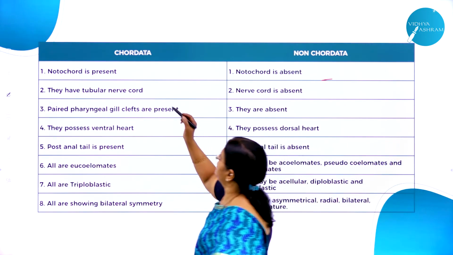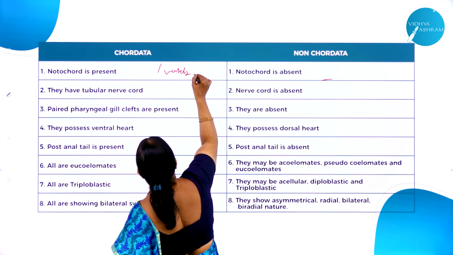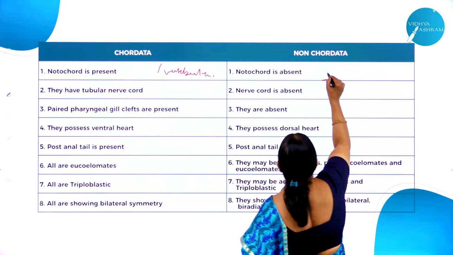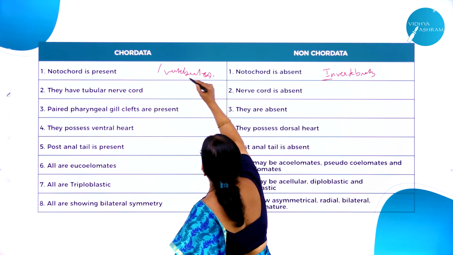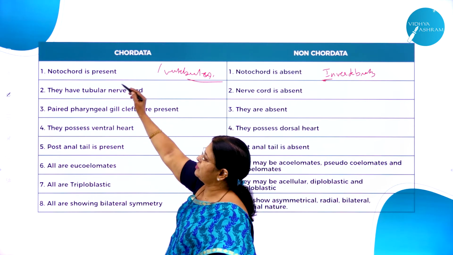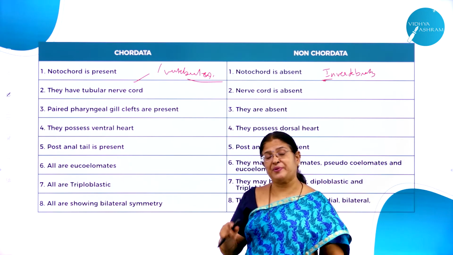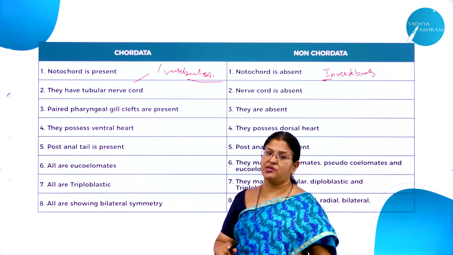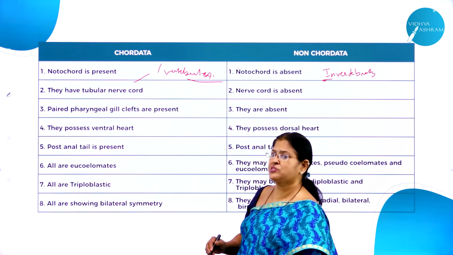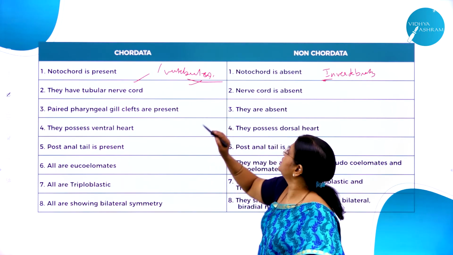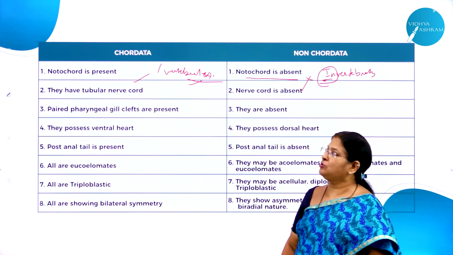So chordata are, as I said, vertebrata. The non-chordata are invertebrates. These are vertebrates and these are invertebrates. So here, notochord is present. As I said, a hollow tubular structure called notochord is present in the embryonic stage, and later on it is transformed into a hard solid structure called the vertebral column or the backbone, which is a very, very unique feature of the chordates. Whereas notochord is absent, hence the name invertebrates, without vertebral column.